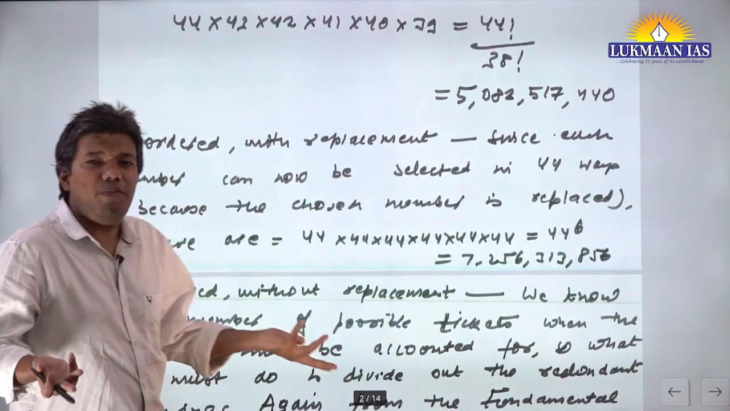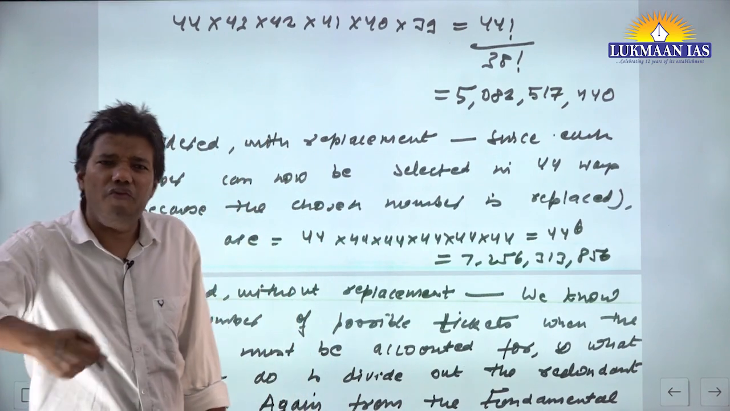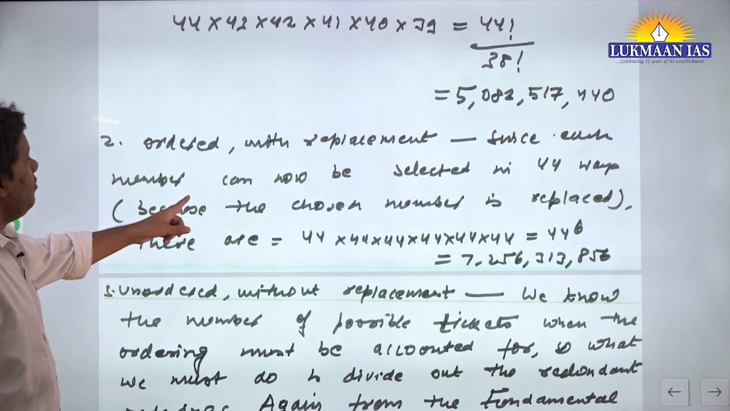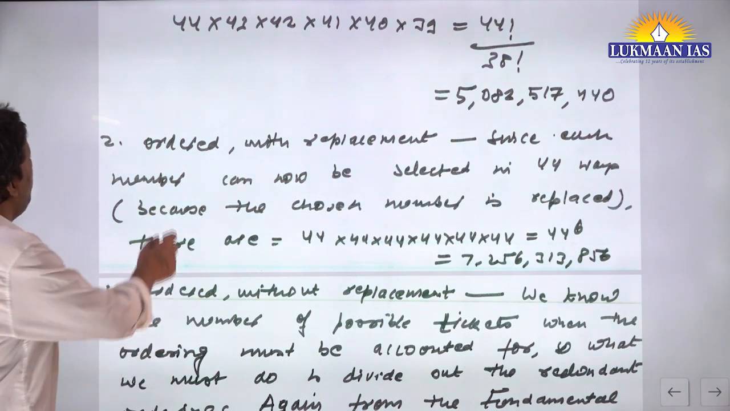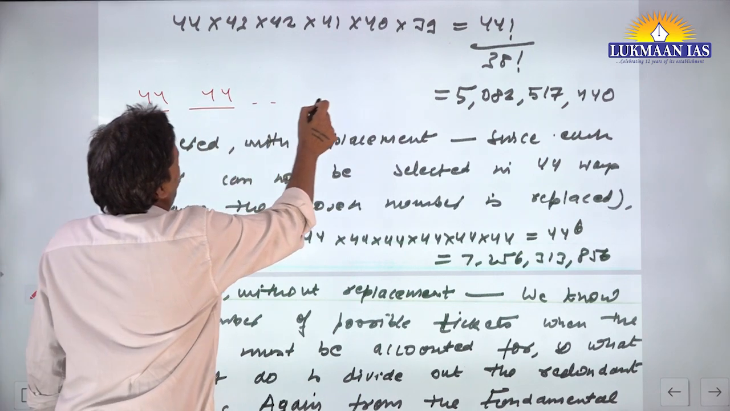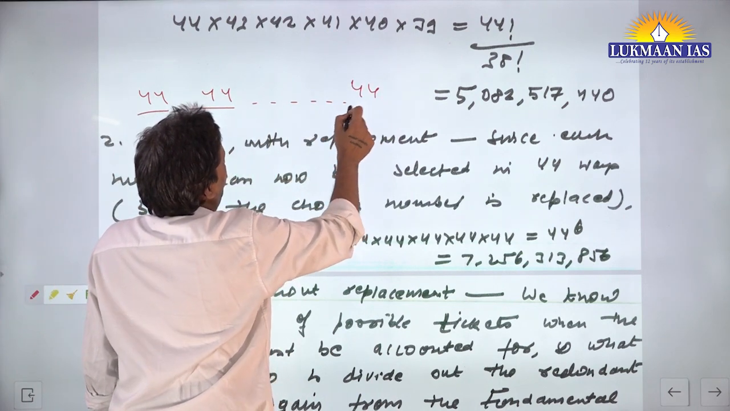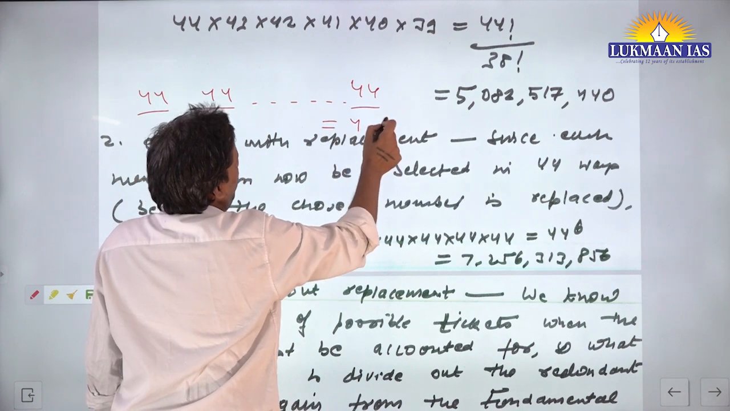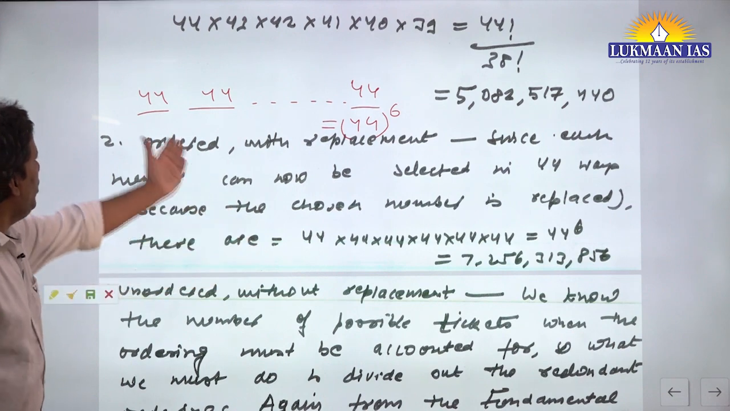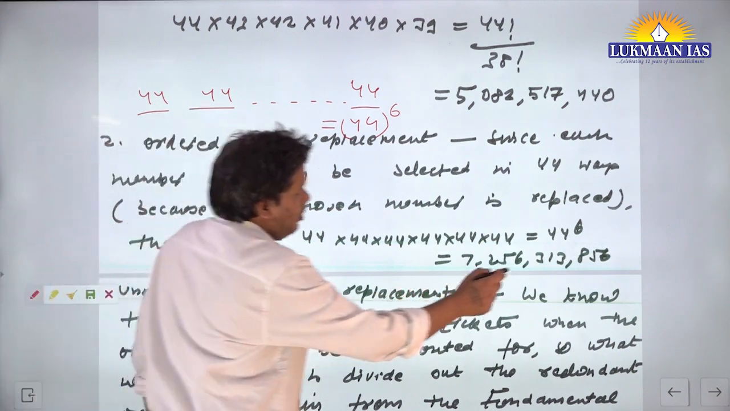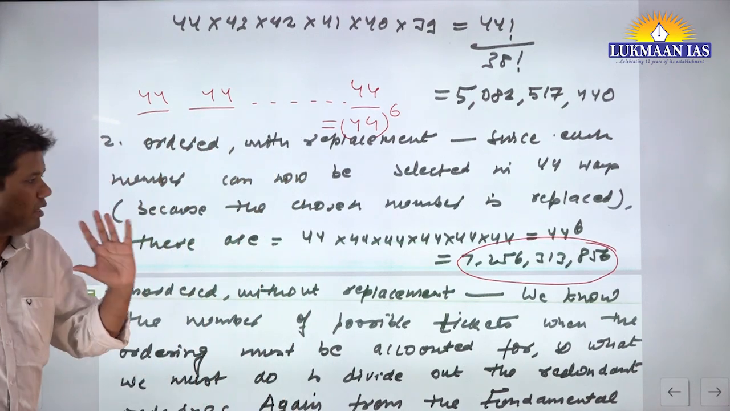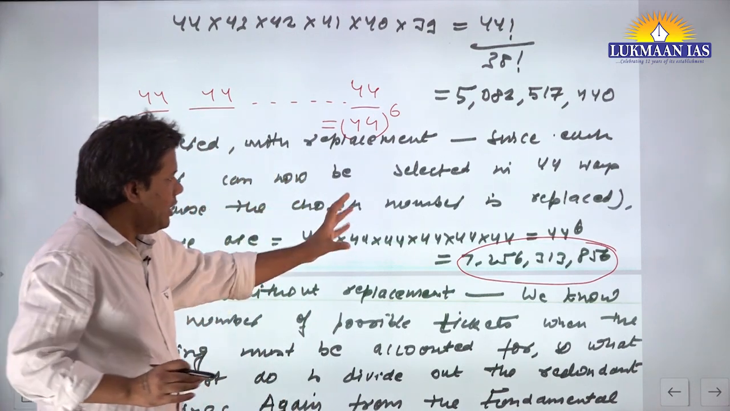So what you will say with replacement is every time you will have 44, right? So here, can you see? The first task can be done in 44 ways. Second task again 44 ways, right? The 6th task can also be done in 44 ways. Then you will write 44 to the power 6. That's because you have to select 6 numbers. So this number comes out to be 7256.